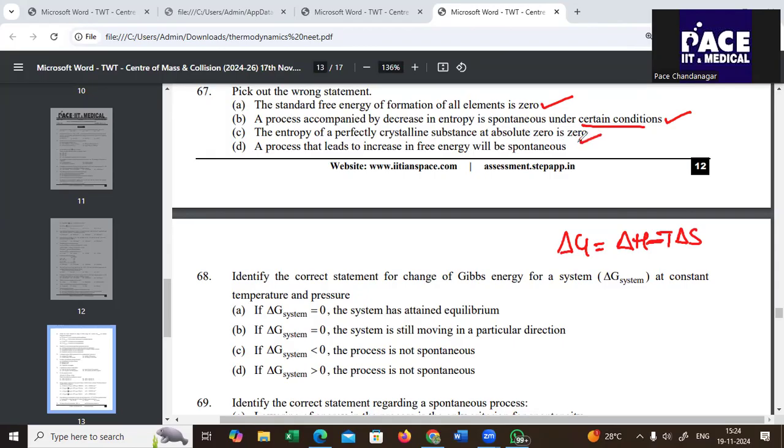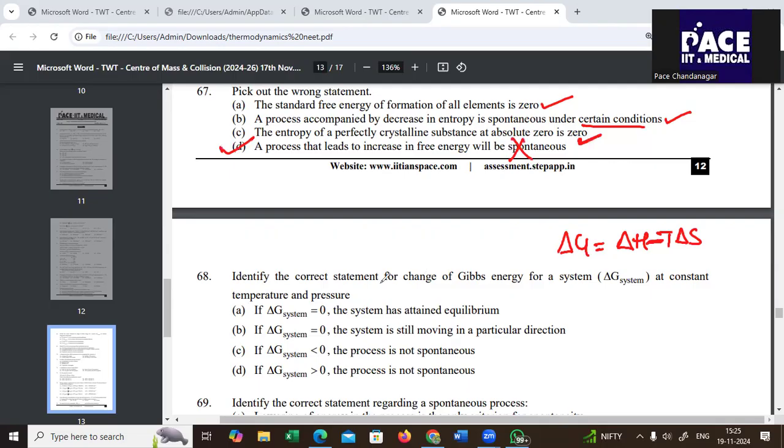Yes, if it is a crystalline substance at absolute zero, the entropy will be zero, definitely. And the process that leads to increase in free energy will be spontaneous. No. Increase in the Gibbs free energy, which means delta G positive, which is non-spontaneous. So here it says spontaneous, so this is the wrong statement. So option D is correct then. Option D is the wrong statement out of all these things. So please be thorough with your statement questions, also very important.